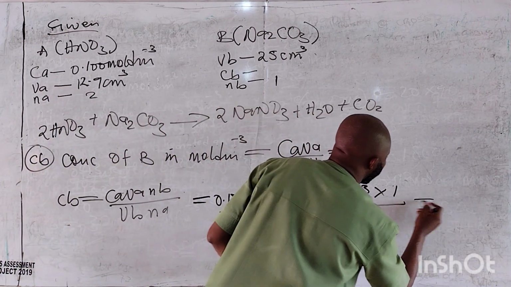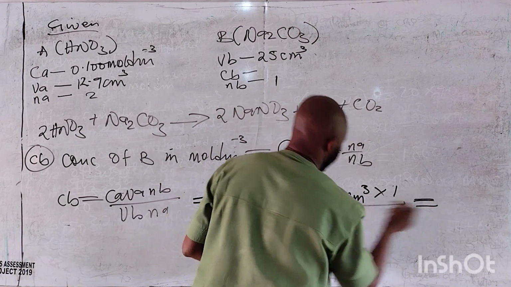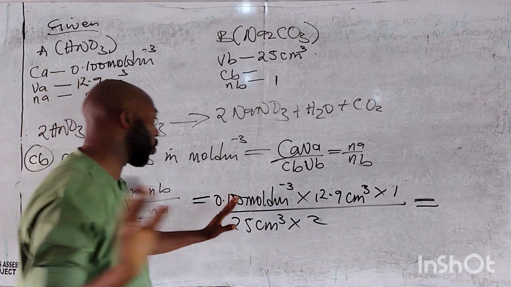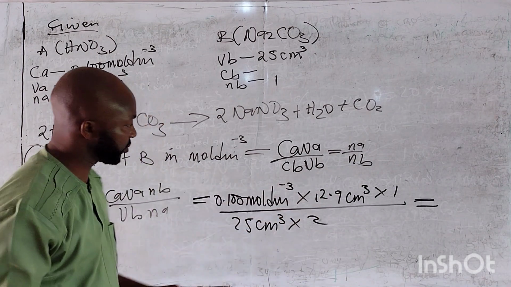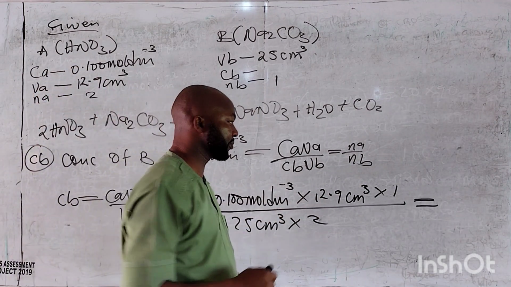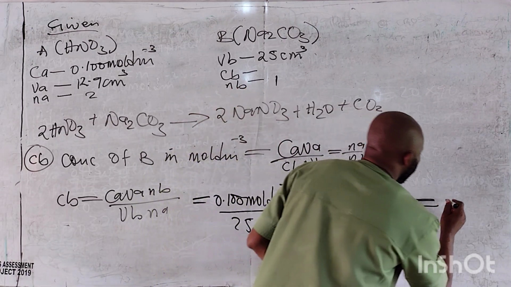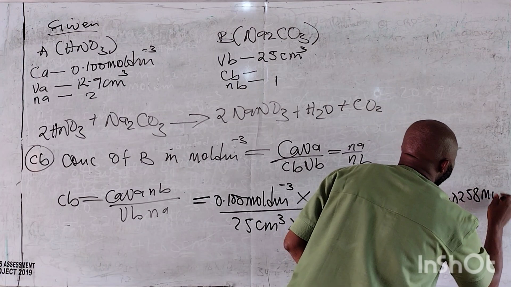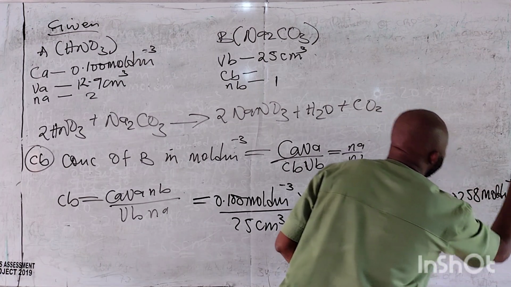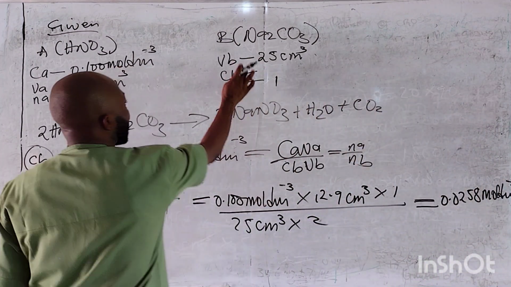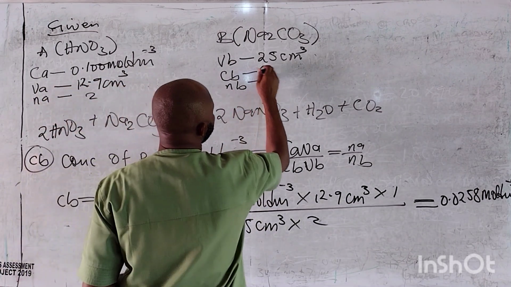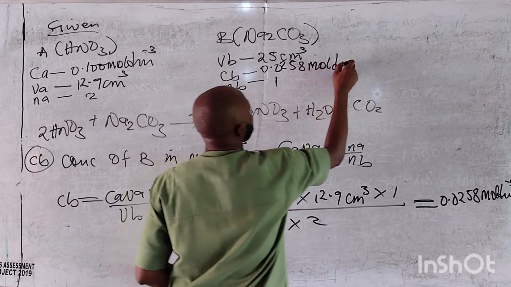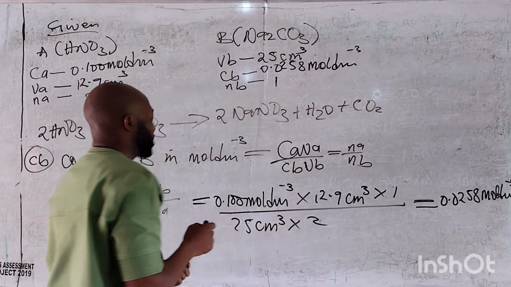So this is equal to 0.1 times 12.9, which is 1.29. Divide by 50, that is 0.0258 mole per dm cube. Your unit, be careful of it. So I have my CB, which is 0.0258 mole per dm cube. So I've gotten my concentration of the base.